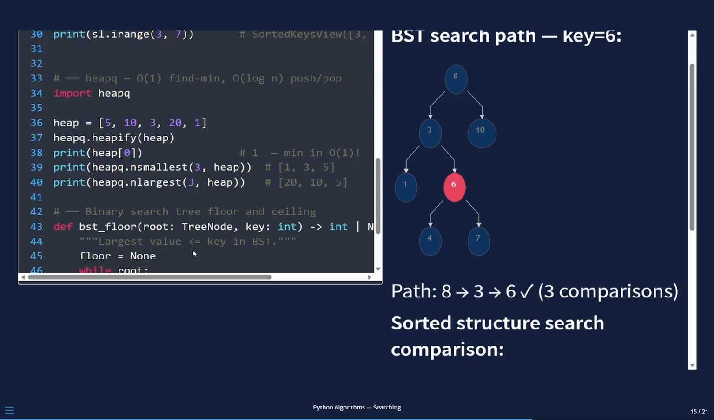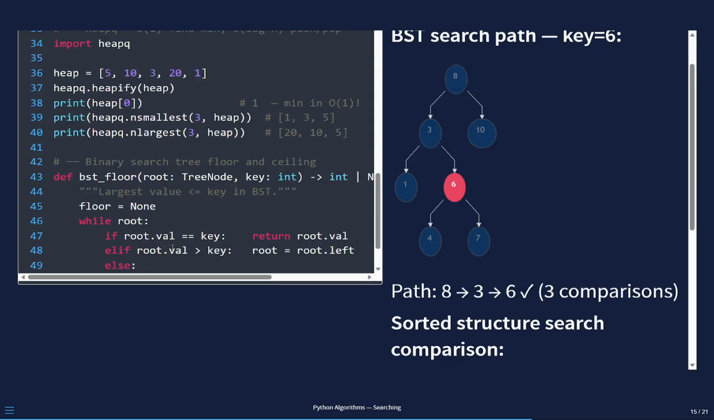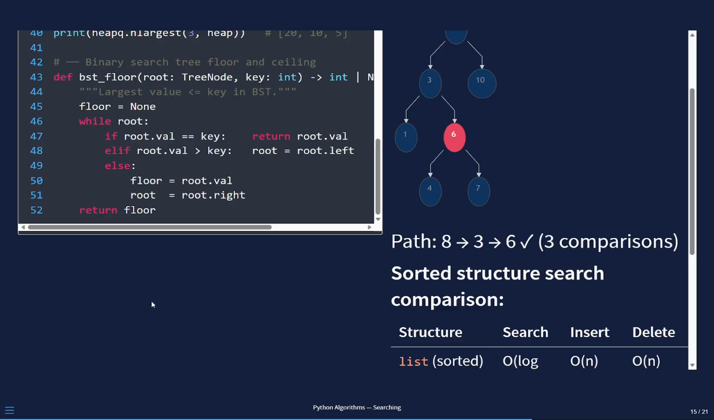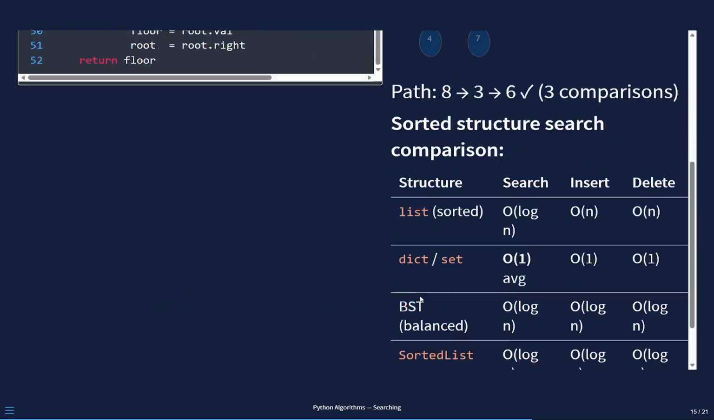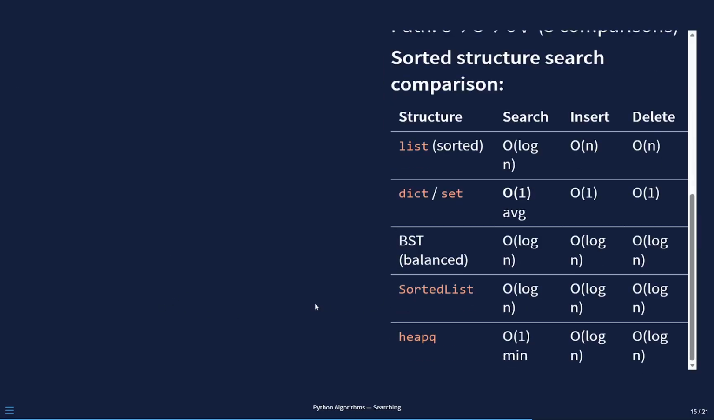Click. heapq gives O(1) minimum access. heap[0] is always the minimum. nsmallest(k) and nlargest(k) are O(n log k). The heap doesn't support arbitrary search. You can only efficiently retrieve the minimum, or the maximum with negation.